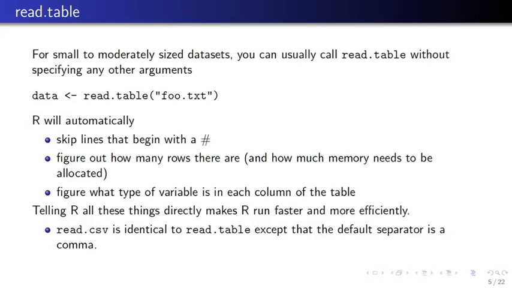And this will return an object here that I call data, and that will be a data frame. It'll automatically skip any lines that begin with the comment symbol. It will figure out how many rows there are, and again, it'll figure out what type of variable is in each column of the table. So you can tell R all these things if you want to, and the reason you might do that is to make it run faster and more efficiently. With small and moderate sized data sets, there's really not much advantage to doing that because it'll be pretty fast and pretty efficient as it is.